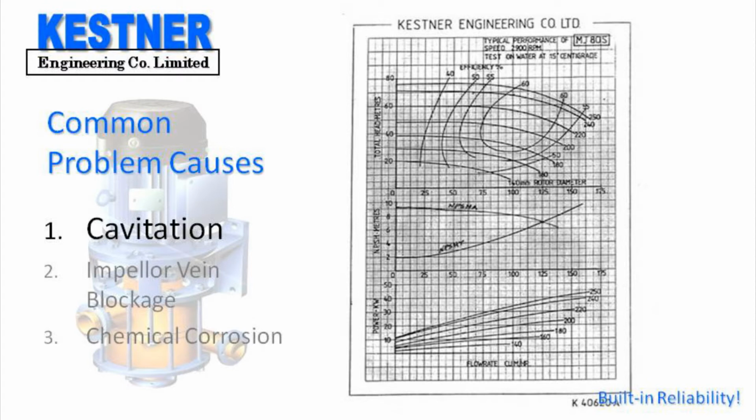Firstly, cavitation. Cavitation is caused when the NPSHA, which is the net positive suction head or pressure available in the tank, drops below the NPSHR, which is the net positive suction head required by the pump, as shown in the graph. Air bubbles are pushed into the eye of the impeller, and as they are flung out and accelerate, they implode, causing major damage to the impeller and indeed the casings.